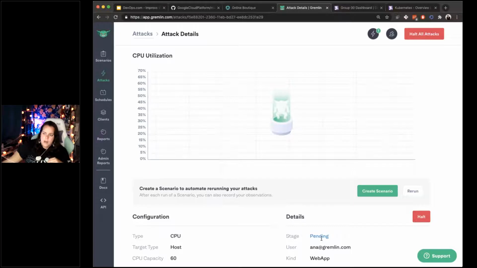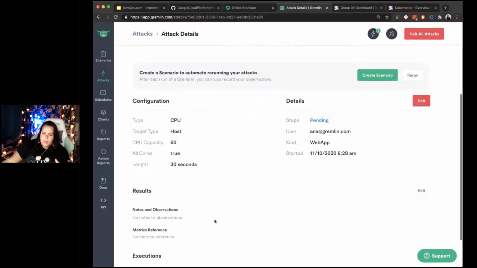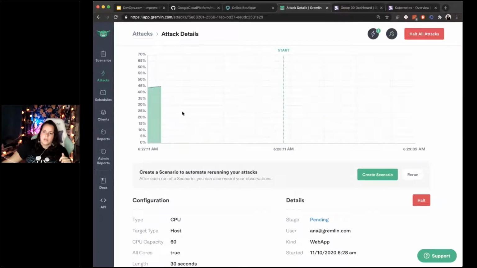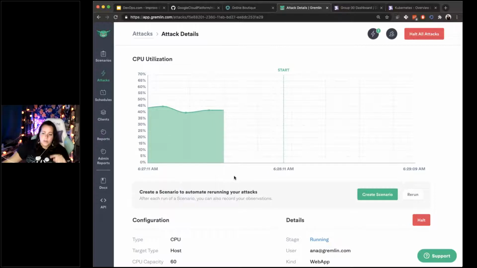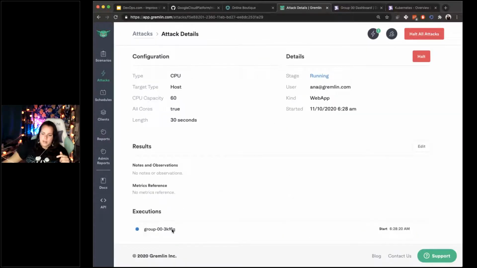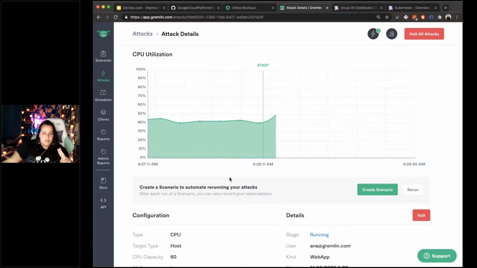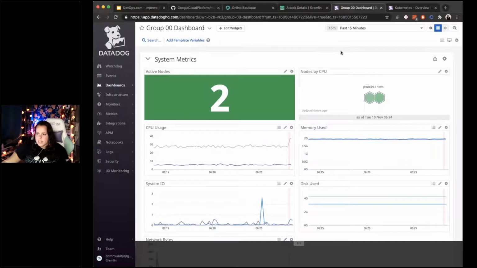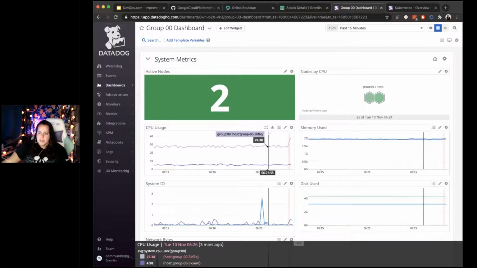We see that right now the attack is pending. We'll have a little bit more information once it starts running, and we'll see that Gremlin will also start reporting on what the CPU looks like for the node that this is actually targeting, since we're only targeting one of the nodes in the 2-node cluster. If I was to hit an abort condition, the button I would want to press is either halt or halt all attacks. I want to go back to my Datadog dashboard just to make sure that my experiment is running.